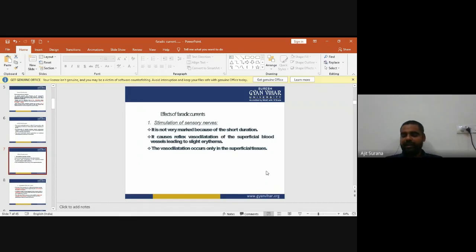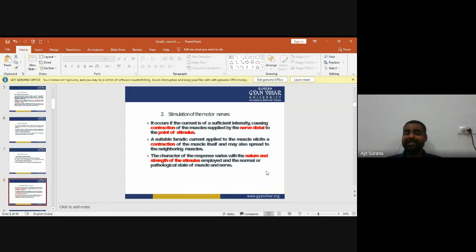Now when we apply a Faradic type of current, the patient experiences a mild tingling and prickling sensation due to sensory stimulation by the current. There might be a mild erythema of the skin due to reflex vasodilatation of the superficial blood vessels.